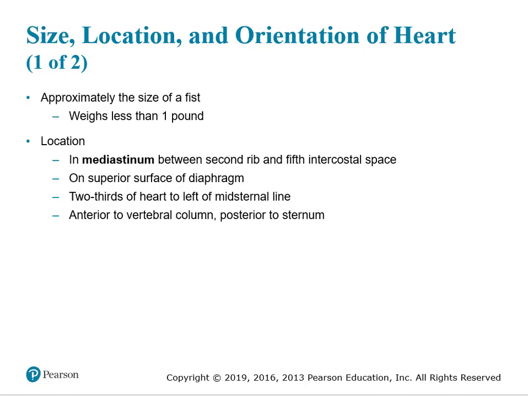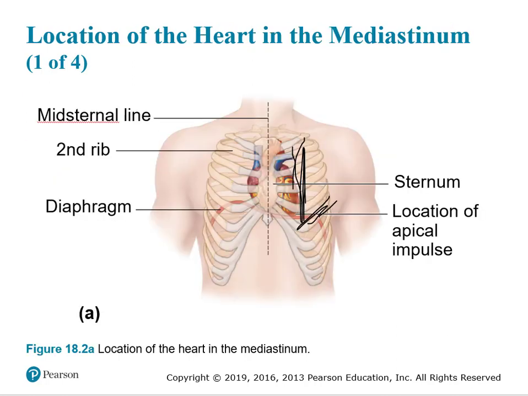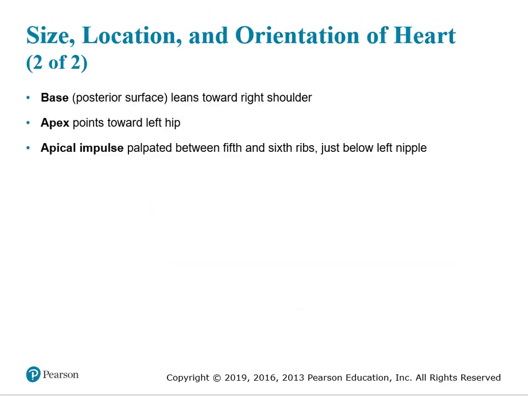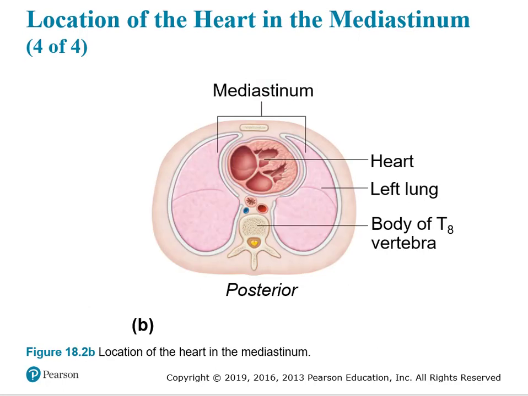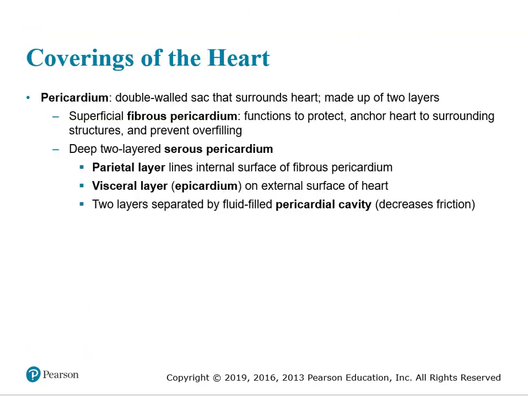Anteriorly, you have the sternum. Posteriorly to the heart, you have the vertebral column. You can see that over here. The heart basically has the base, which is on the top towards the right shoulder, and the apex, which is towards the left, pointing downwards to the hip. And the apical impulse, when the heart beats, can be palpated between the fifth and sixth rib, just below the left nipple area.